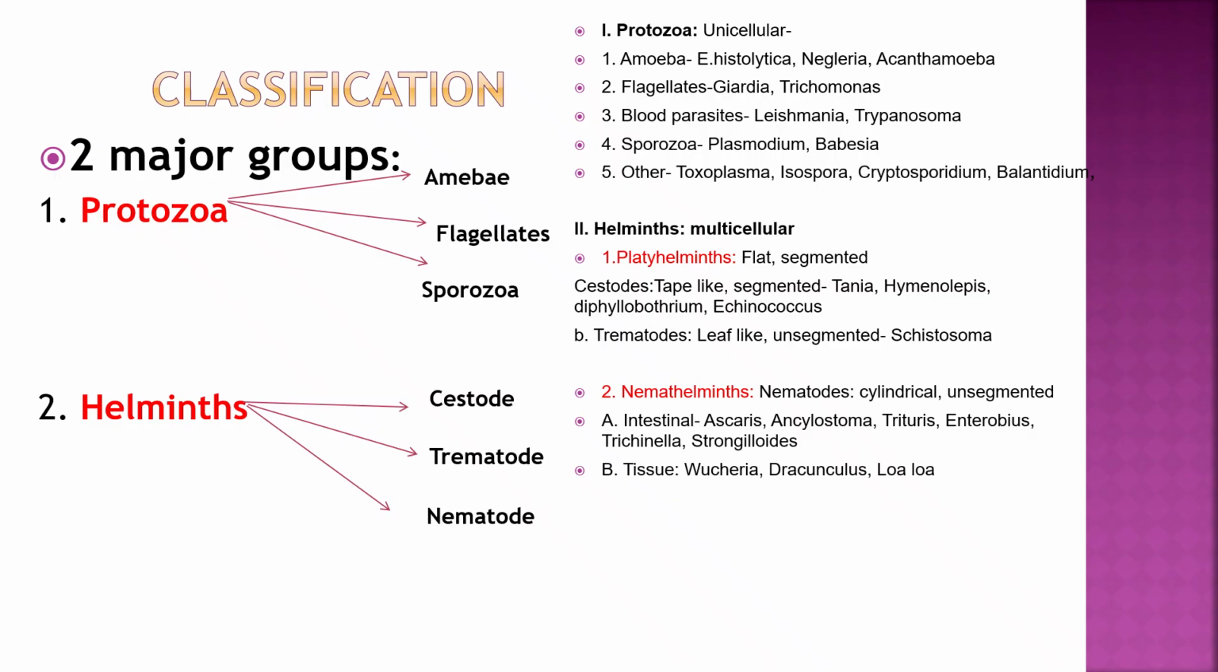Helminths are multicellular. First are platyhelminths, they are flat and segmented. Cestodes are tape-like, for example Taenia, Hymenolepis nana, Diphyllobothrium and Echinococcus. Trematodes are leaf-like, unsegmented, for example Schistosoma. Nemathelminths, the nematodes, are cylindrical and unsegmented. Intestinal nematodes: Ascaris, Ancylostoma, Trichuris, Enterobius, Trichinella, Strongyloides, and tissue nematodes: Wuchereria and Dracunculus, Loa loa.